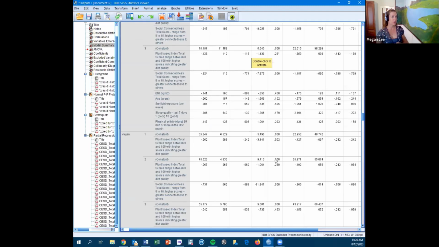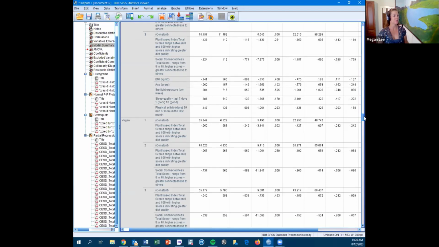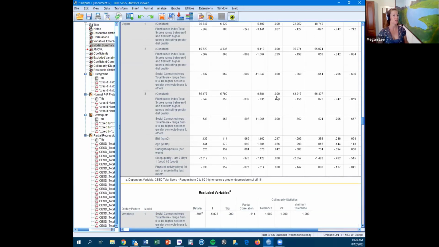In model 3, for vegetarians, it's social connectedness. Oh, sleep quality's dropped out of that one. It's not significant anymore for vegetarians, so just social connectedness. And then for vegans, it's a different story again. So model 3 for vegans is this one. Diet's still not significant. Social connectedness is, and sleep quality. So we're finding exactly the same thing across the groups when we split them.